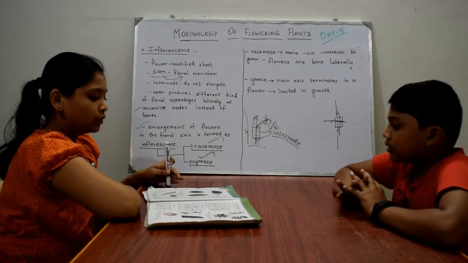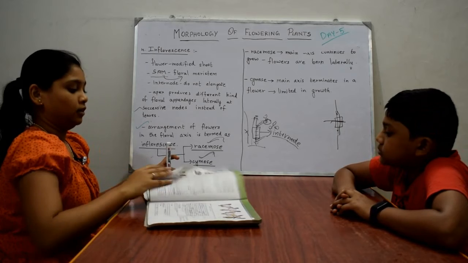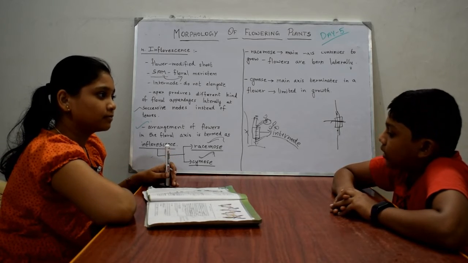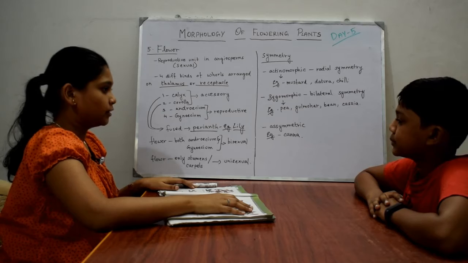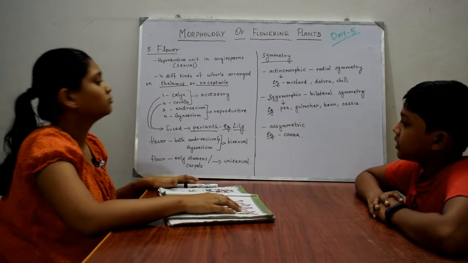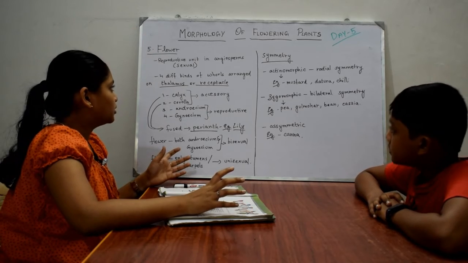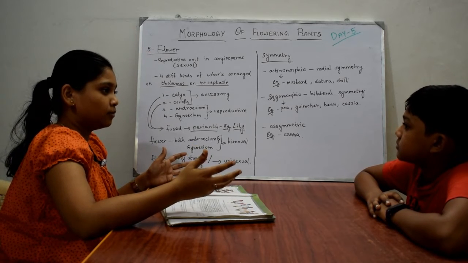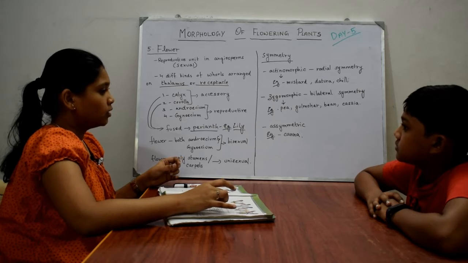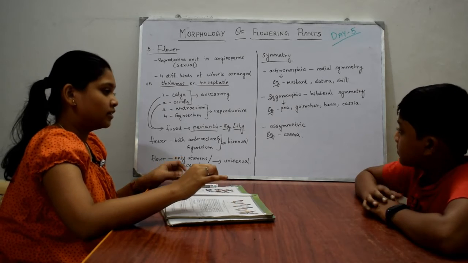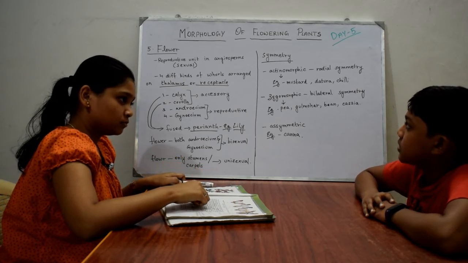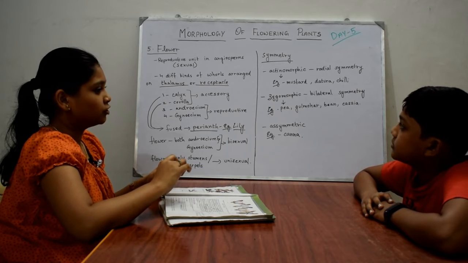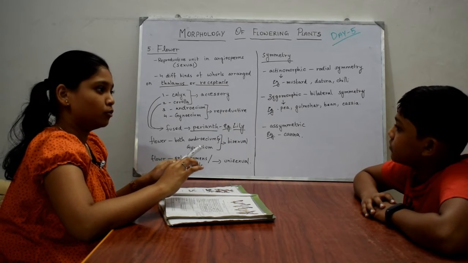So next we are going to see about flowers. Now we are going to see the next topic, which is flower. Generally mostly all plants that we see flower. This flower is a characteristic of angiosperms. Angiosperms are comprised of both monocots and dicots.